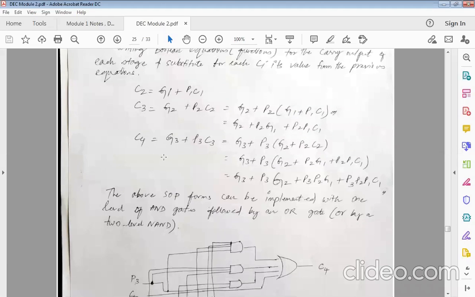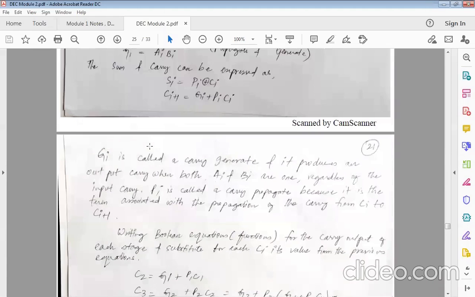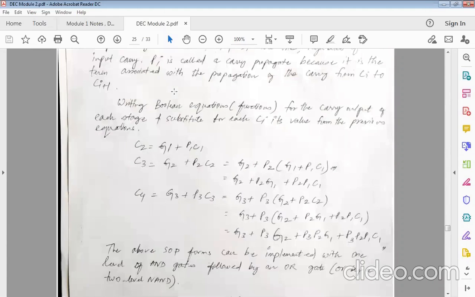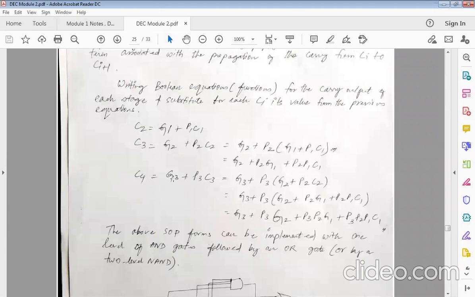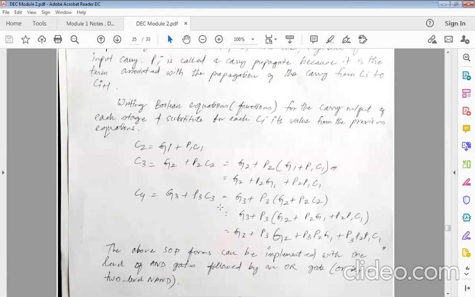Now let us go with the next stage, C4, which means I'm going to increase the value of I. So C4 is equal to G3 plus P3 into C3. I have the value of C3 here, so G3 plus P3 into C3. C3's value is put up here. Now G3 plus P3, G2 plus P2, then C2's value I have here. Again, I multiply with the C2 value here.